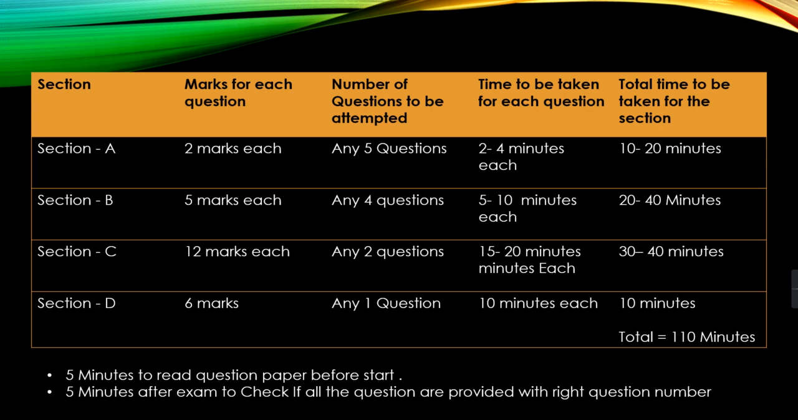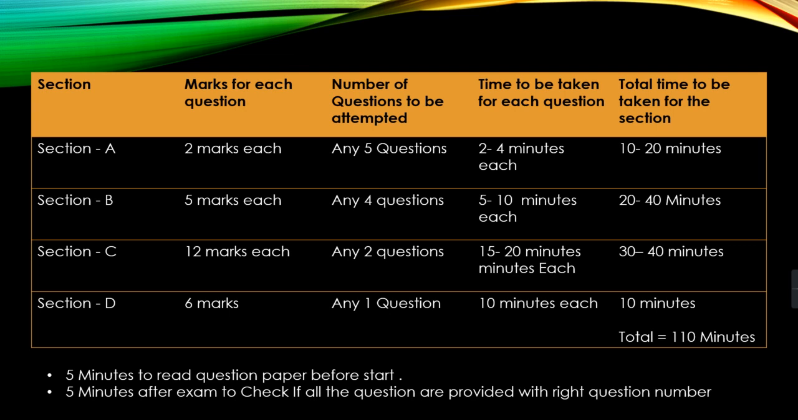Like that only, section B also. In 5 marks questions, you have to attempt any 4 of the questions. You need to take 5 to 10 minutes for each question. Overall, a minimum of 20 to a maximum of 40 minutes in section B, and a maximum of 20 minutes in section A. This means the first hour, 60 minutes, you should have covered section A and section B.